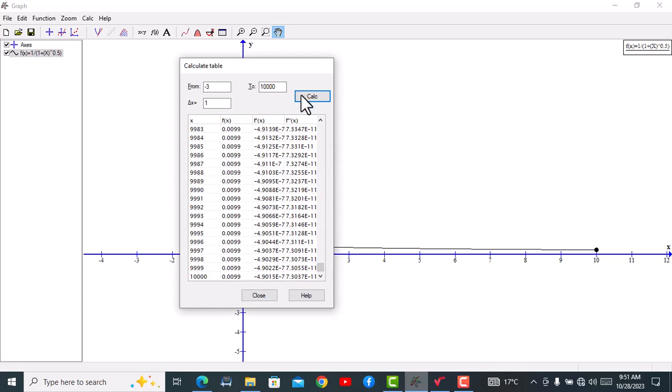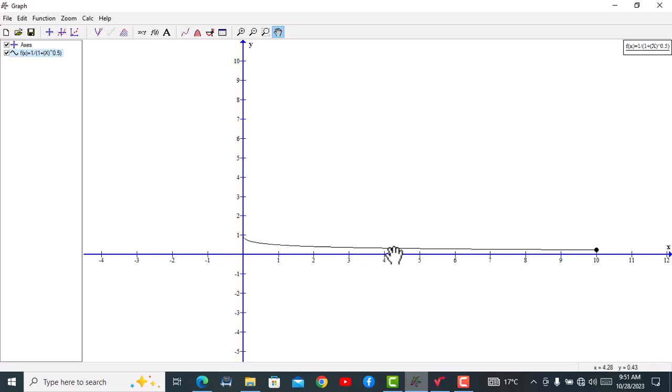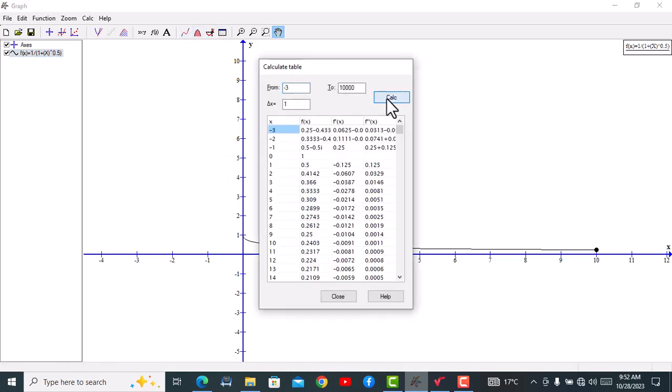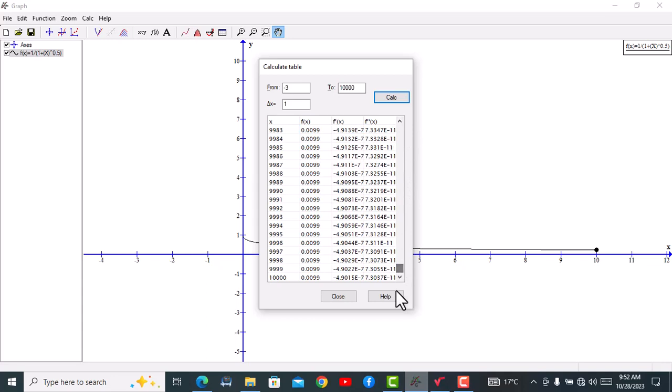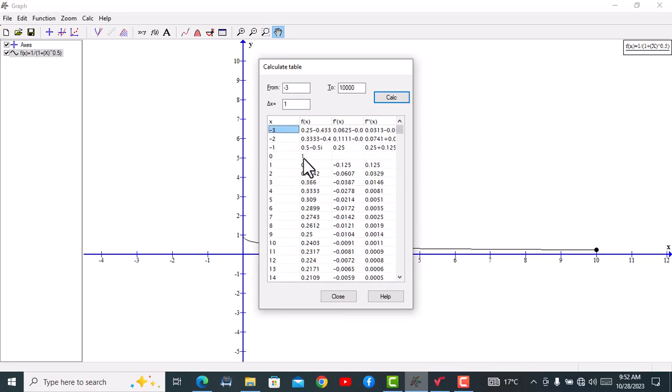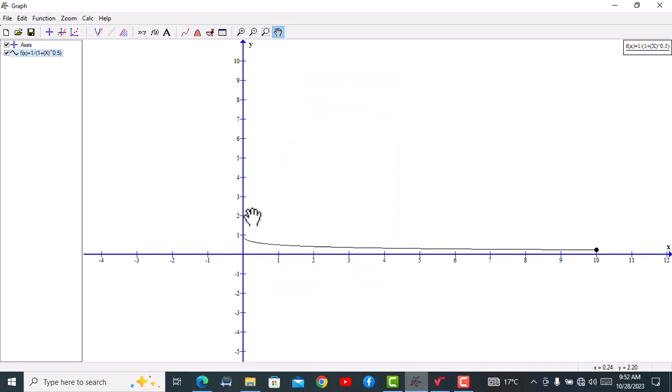You see, so the function is heading towards 0. So the domain of the function, as you keep on increasing values of x, would be 0 to infinity, because we can see that we can increase the values of x as we wish. When x is 0, y is 1. So from 0 to positive infinity, that would be our domain.